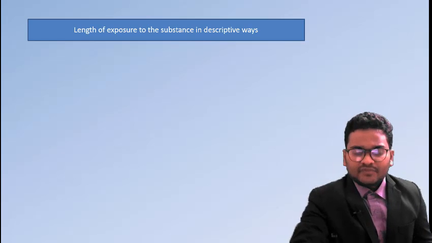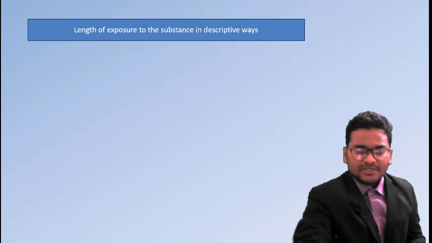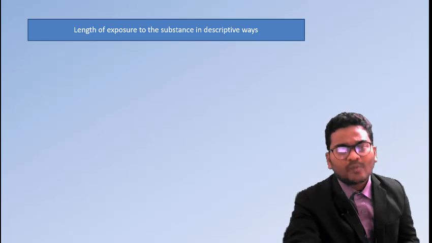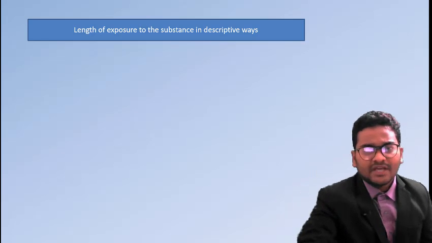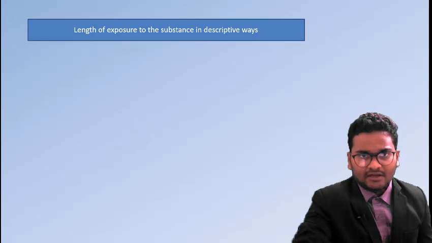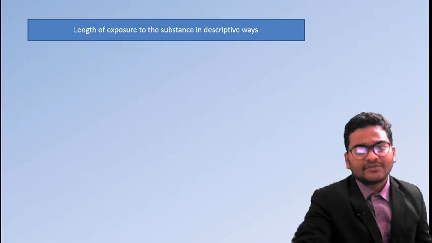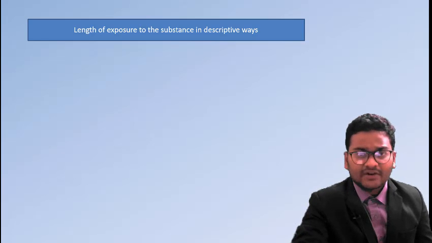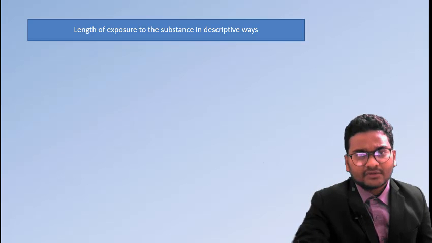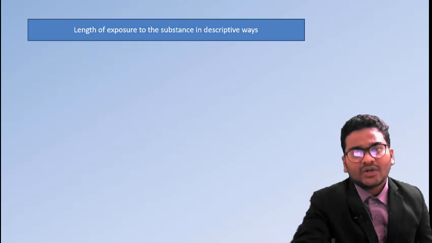So next one is length of exposure to a substance, in a descriptive way. Suppose we have a substance. How much time is the exposure to that particular substance? Suppose we have different toxic materials. You can ask me, sir, which type gives which time of effect. Suppose you are in an acidic zone, and it falls on your hand. Within 24 hours, that means within seconds only, it will react on your body. So that is called acute effect.